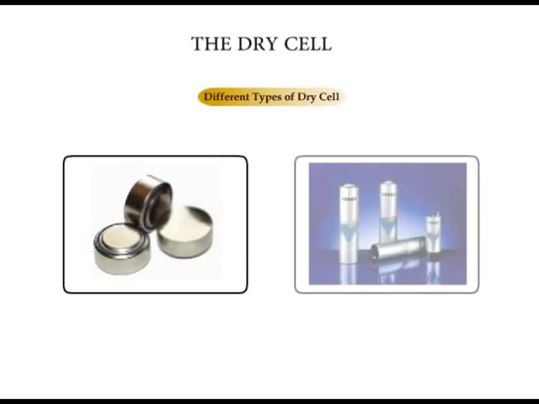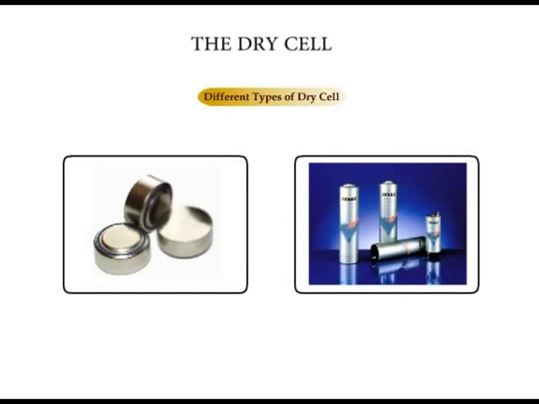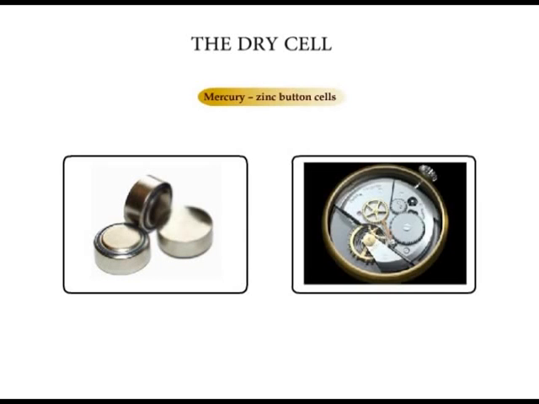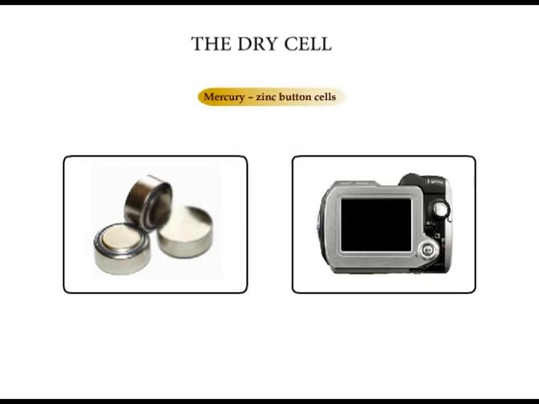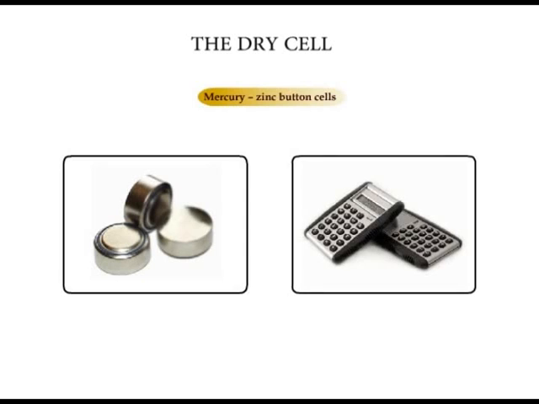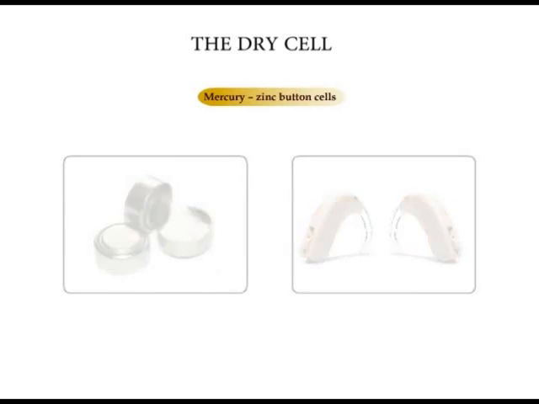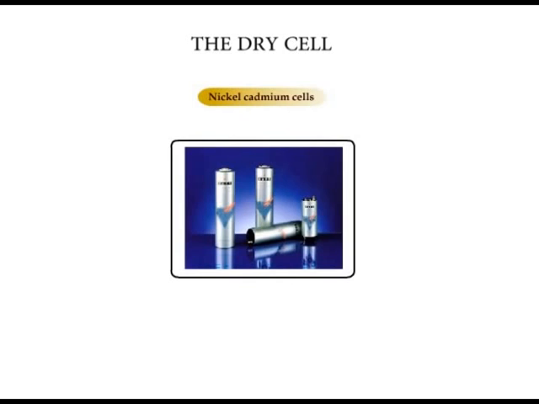Barton cells and nickel-cadmium cells are better versions of the dry cell. Mercury-zinc Barton cells are used in watches, cameras, calculators, and hearing aids. The anode is the zinc powder and the cathode is the mercuric oxide. Nickel-cadmium cells are rechargeable cells.